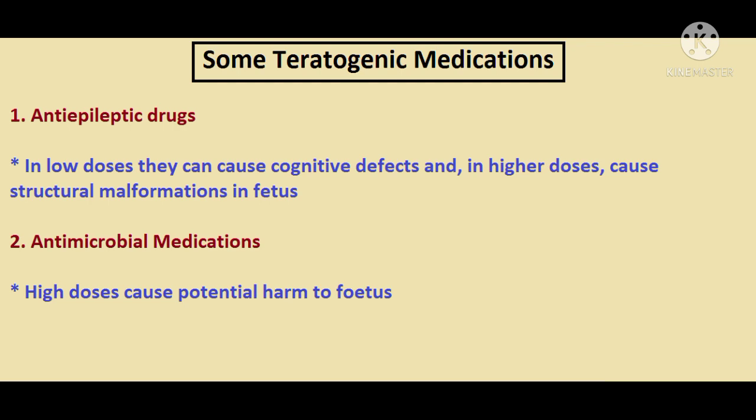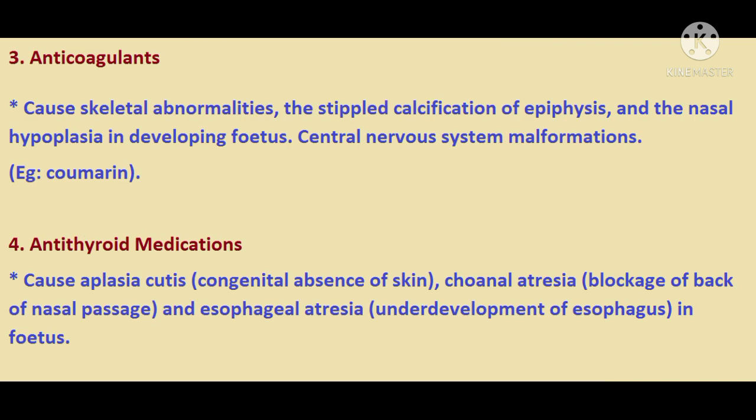Next, let's discuss some teratogenic medications. A low dosage of anti-epileptic drugs can cause cognitive disorders in the developing fetus, whereas a high dosage leads to structural deformities. A high dosage of antimicrobial drugs can cause severe as well as very harmful effects in the fetus. Anticoagulant drugs can cause skeletal abnormalities such as stippled calcification of the epiphysis and nasal hypoplasia in the developing fetus. Anticoagulants like coumarin can induce CNS deformities.